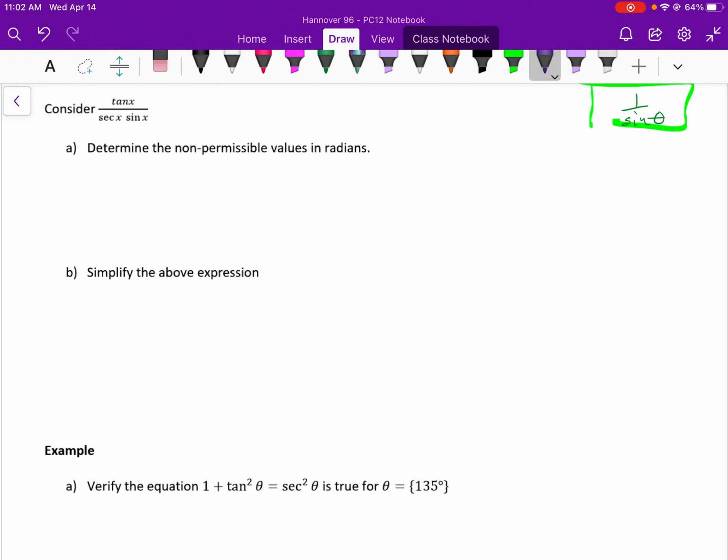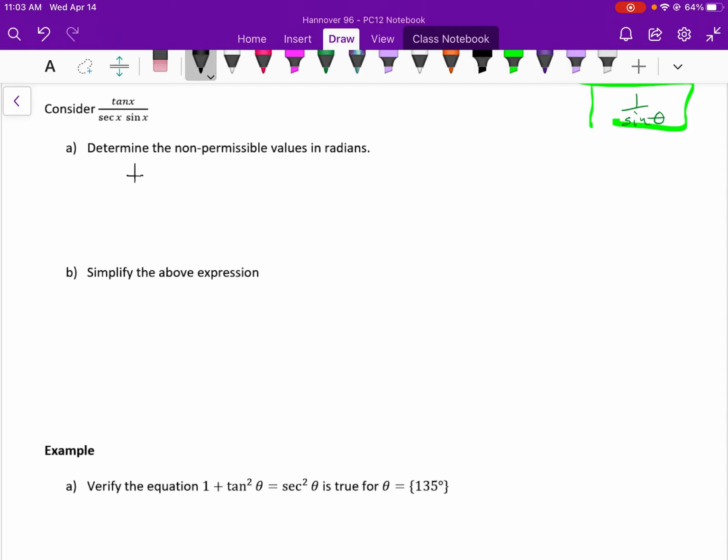All right, let's go to the next one. And I'm not going to focus too much on non-permissible values. Non-permissible values are very time consuming to get, and we can solve an equation. But determine the non-permissible values. I can get these by solving when we don't have a value.